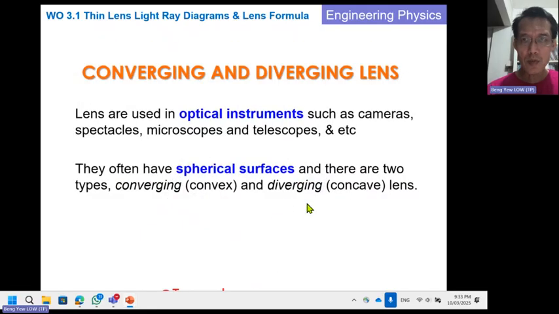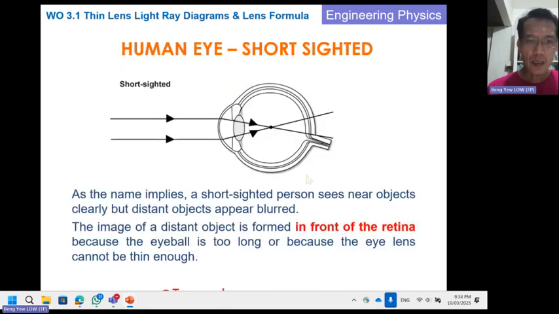Lenses are used in optical instruments such as cameras, spectacles, microscopes, and telescopes. Let's take a look at some common applications. Lenses are used to correct vision.